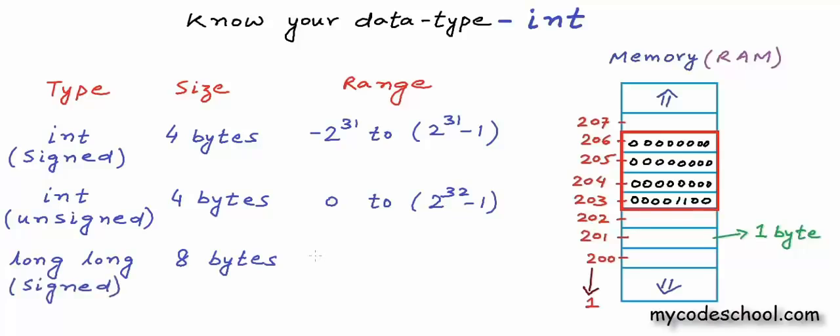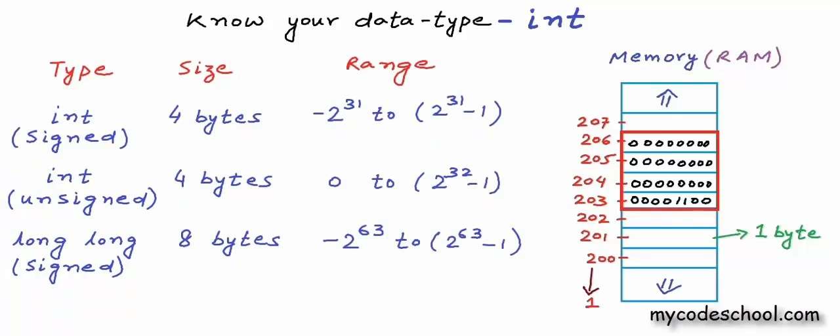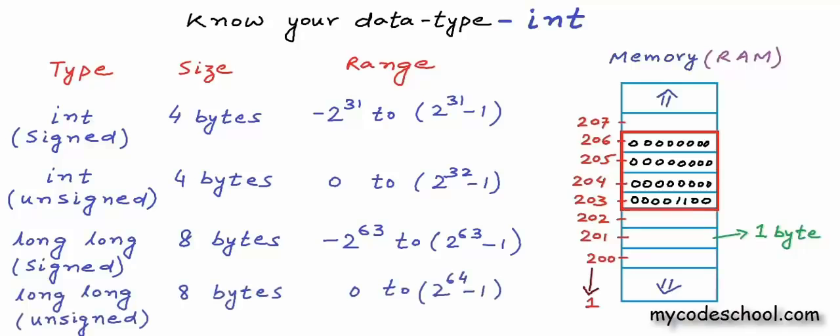With signed long, our range would be minus 2 to the power 63 to 2 to the power 63 minus 1. Negative values will once again be stored in 2's complement, and the range of unsigned long would be 0 to 2 to the power 64 minus 1. 2 into 10 to the power 10, which was result of our previous multiplication, would easily fit in a signed long.